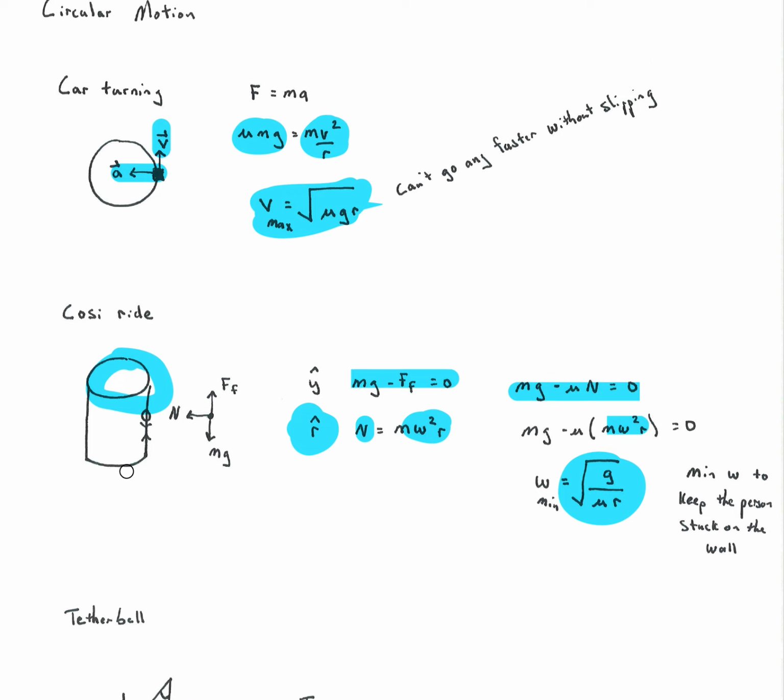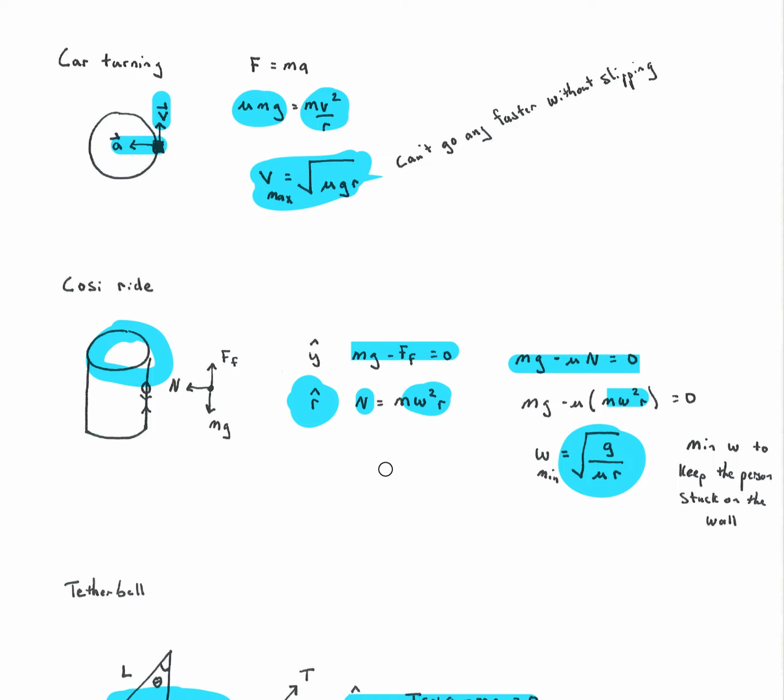I'd say the COSI ride is the typical one where they're interested in omega, frequency, or the period, because you want to figure out how fast something is going to spin, whereas the car turning is about how fast the car could drive. Maybe another one like the COSI one is take a turntable, which is just a disc, put a coin on it, and spin that turntable and figure out when the coin's going to slide off. Again, that might be something where you're looking at omega and frequency and not velocity.